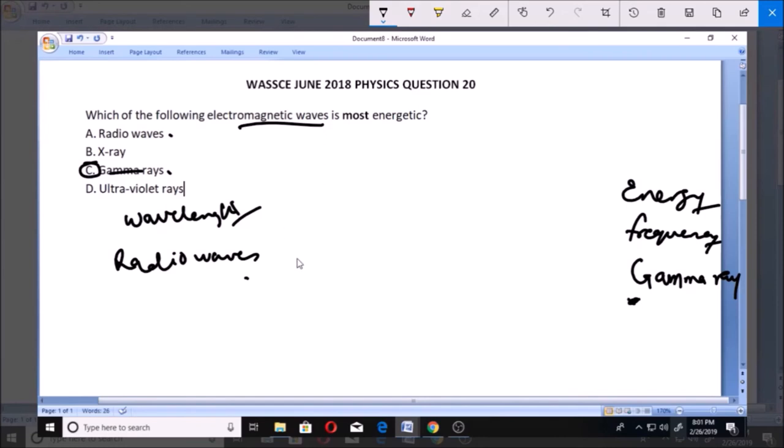So you have radio waves. After radio waves, you have microwaves. After microwaves, then you have other forms of waves like the infrared, the visible light, the ultraviolet, the X-ray, and other ones. So the answer is gamma rays.